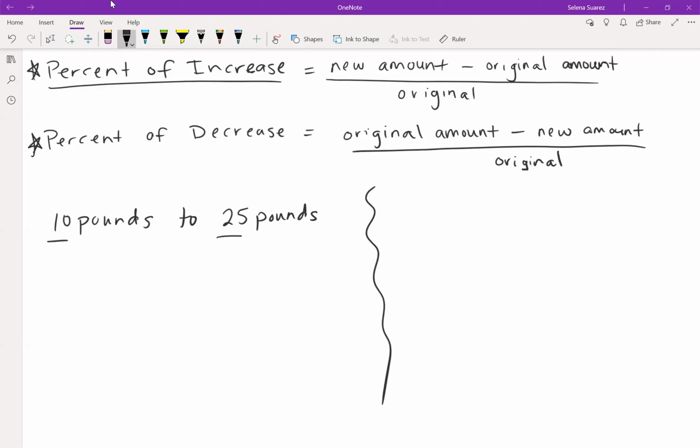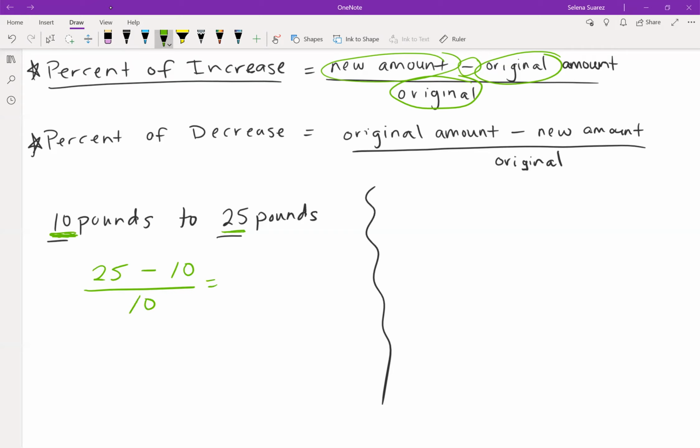So this one right here, it's going to have the new amount. That's what I'm going to start with. Okay. So the new amount is what I ended up with. So that's the 25. That's the new amount. Okay. And then I'm subtracting. So the formula says to subtract minus the original amount. So the original is what you started with. So you started with 10 pounds. So 10 over. So it's going to be a fraction. And it's always going to be over the original. Okay. So the original was, again, the one that you started with. So the 10 is going to go at the bottom.